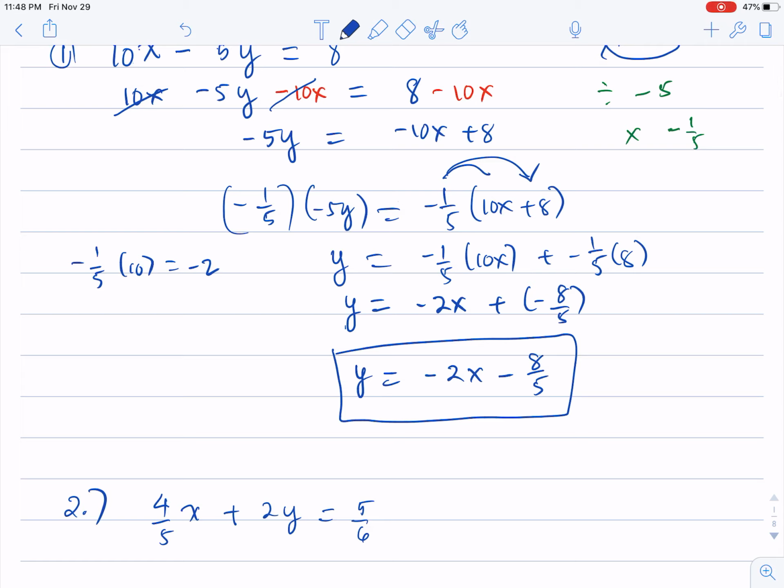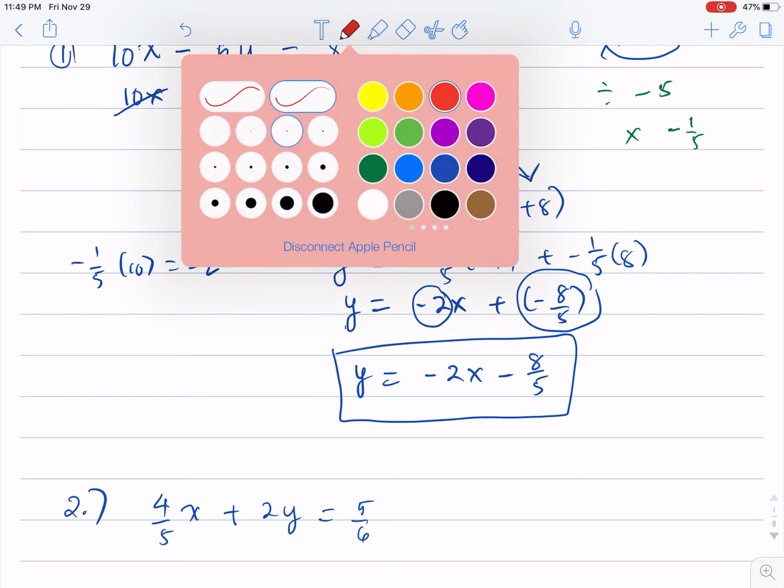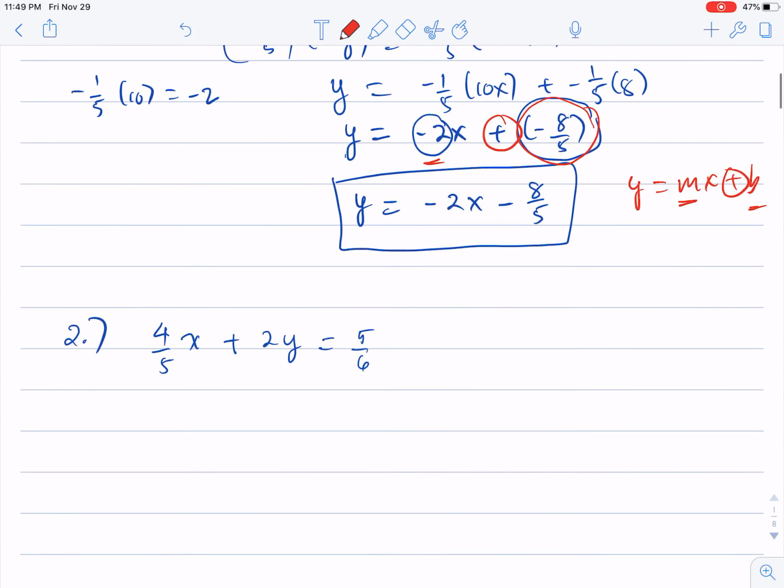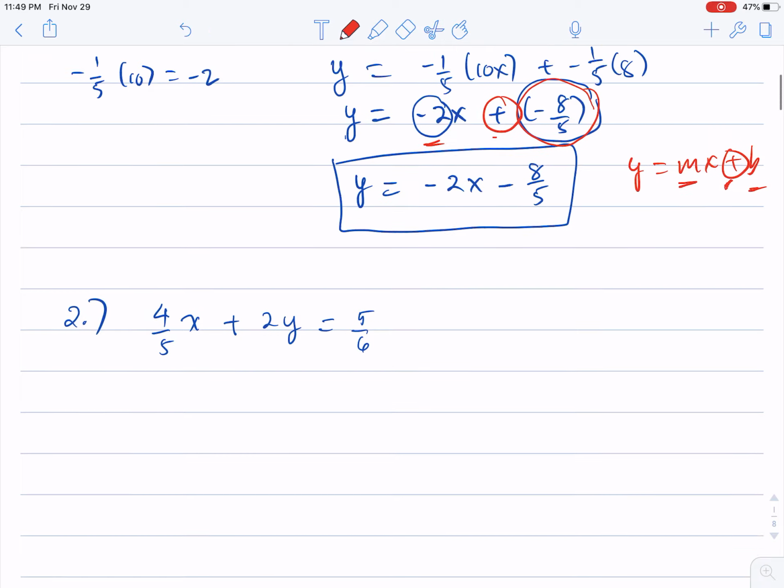Ano ang m natin dito? Ang m natin ay negative 2. At ang b natin, this is y equals mx plus b, di ba? Yung form natin ng slope-intercept. So y equals mx plus b. Take note na plus ito, so plus din ito. Meaning yung m natin ay negative 2. At ang b natin ay ito, part na to, negative 8/5. No? So pag kukunin mo yung value ng m and b, dapat plus yung nasa gitna mo kasi plus yung dun sa form natin. Diba?